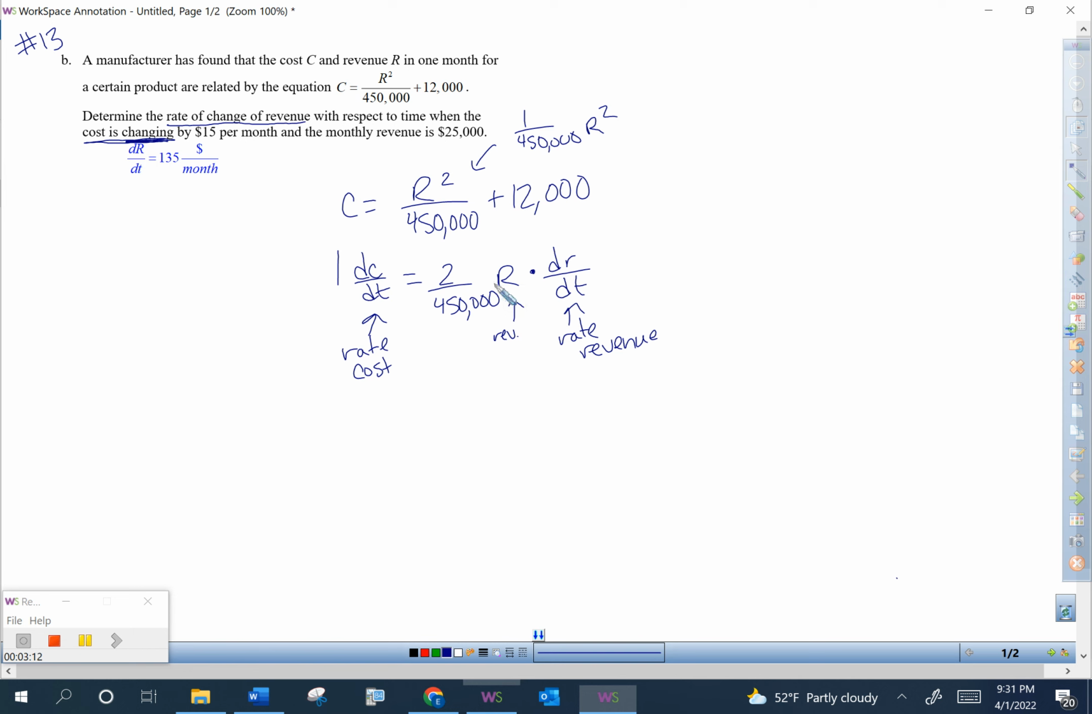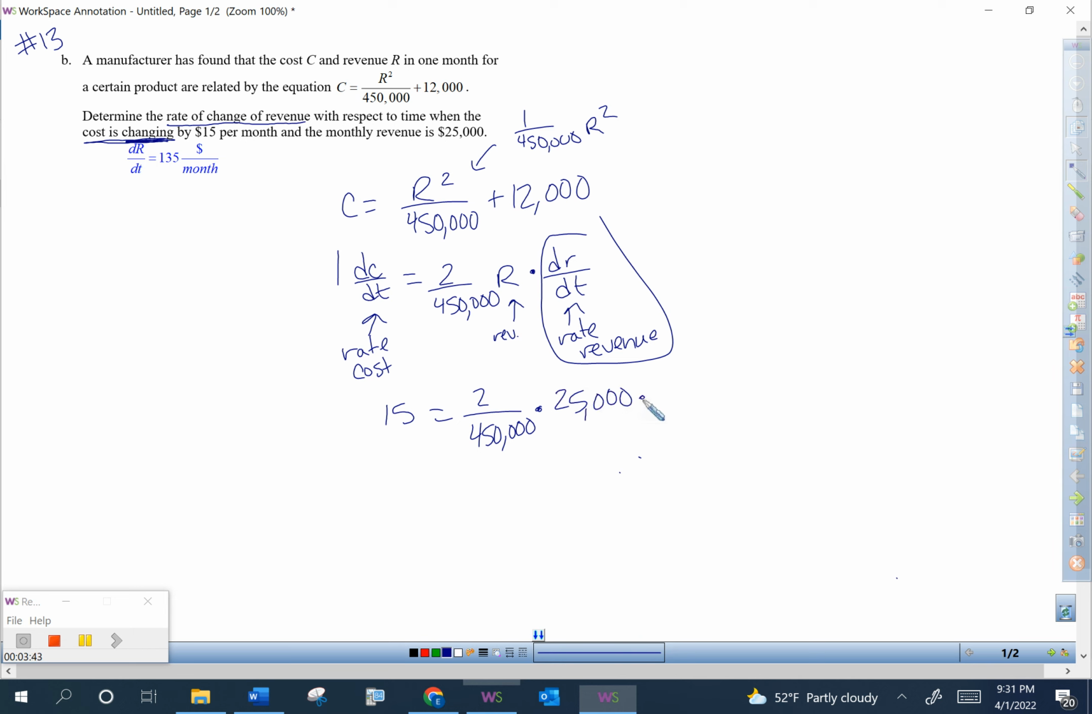And now we're going to go through and plug in some numbers. It says determine the rate of change of revenue, which means this is what we are solving for. And then it says when the cost is changing by 15, so our dC/dt is 15, and our monthly revenue is 25,000. So we've got this 2 over 450,000, and you can simplify it if you want to before. I'm just going to do it all at the same time with that 25,000.